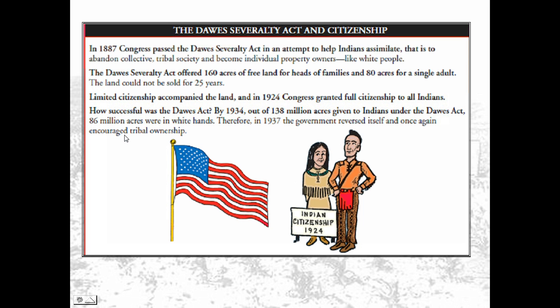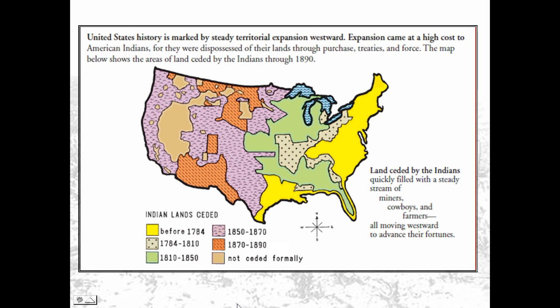So during the 1930s, the government is again going to reverse itself and again going to set aside land for reservations and tribal ownership. And this is during the New Deal in the 1930s. It's called the Indian New Deal. And you can see, I like this map just because it's very colorful and very clear. And it shows you the gradual loss of land of Native Americans.